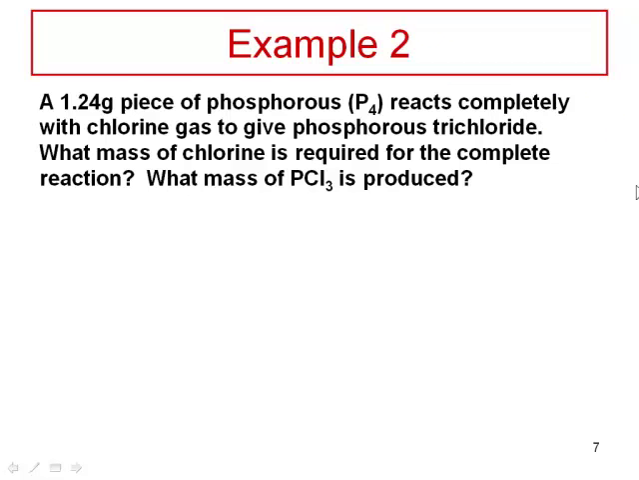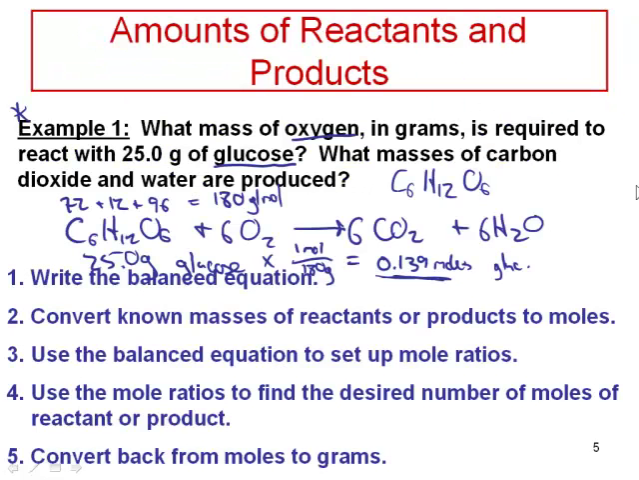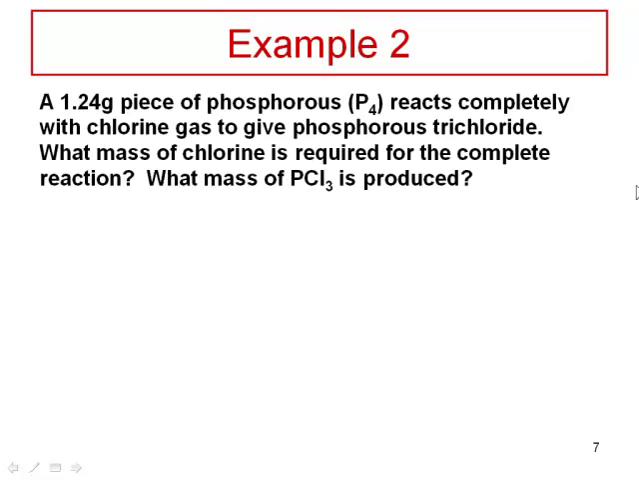All right. Let's do one more. This is a basic stoichiometry problem, where we took the given, changed that into moles, and figured out how much of this we needed to react and how much of our products we make. Here it says a 1.24 gram piece of phosphorus, which has a formula of P4, reacts completely with chlorine gas to give phosphorus trichloride. What do you think the formula of phosphorus trichloride is going to be?